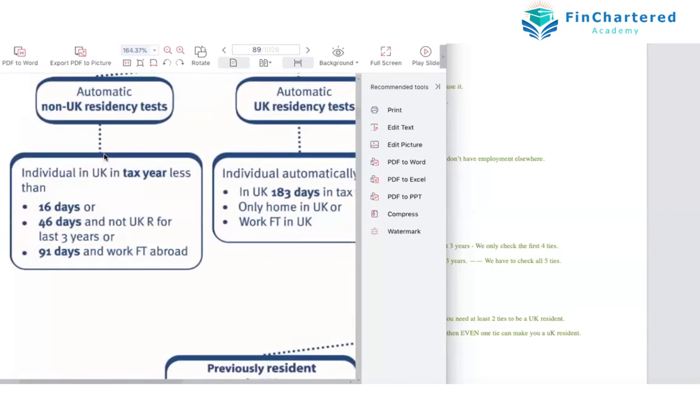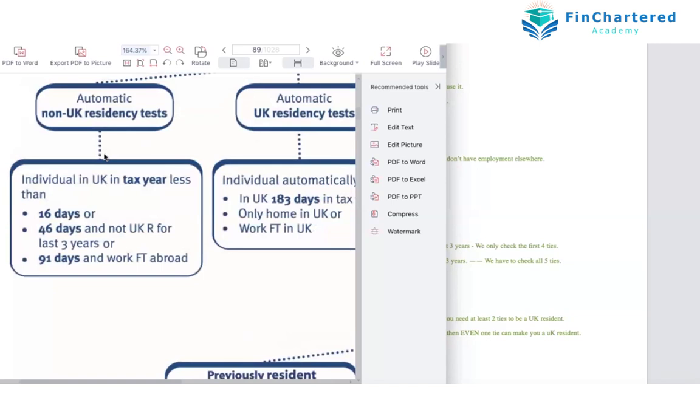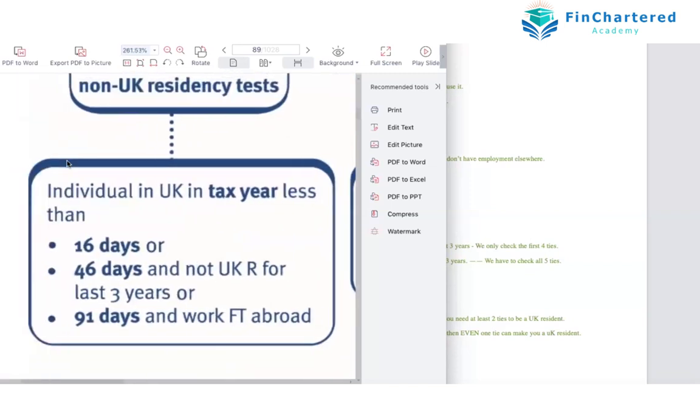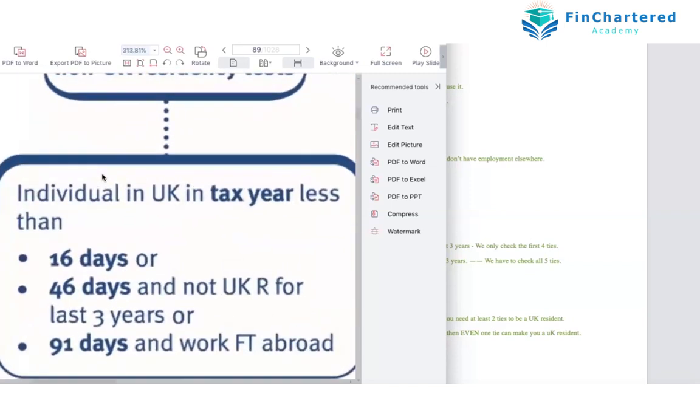You automatically are not resident if you were in the UK for less than 16 days, or less than 46 days and have not been a UK resident. This we've seen. See if there's a problem with any of this.